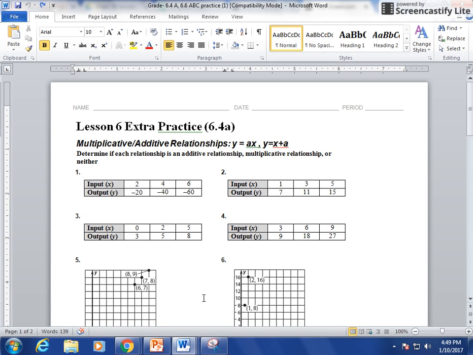Okay, at this station, you're going to be working on the lesson 6 extra practice page. On this page, you're determining whether the relationship in each problem is an additive relationship, a multiplicative relationship, or neither. So we're going to look at number 1 together.